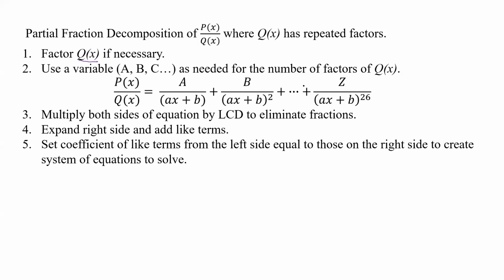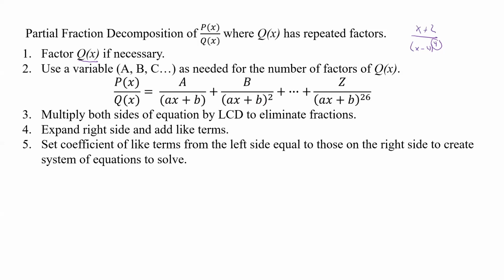But if, say, for instance, you had something like x plus 2 over x minus 4, the quantity to the fourth, what's going to happen is we're going to have an A over x minus 4, plus B over x minus 4 squared, plus C over x minus 4 to the third, plus D over x minus 4 to the fourth. And so the value of the exponent determines how many of these A, B, C, D, all the way up to Z, you have. Hopefully you won't have that many, but that would be the case. However many factors you have is however many A, B, C's you'll have.